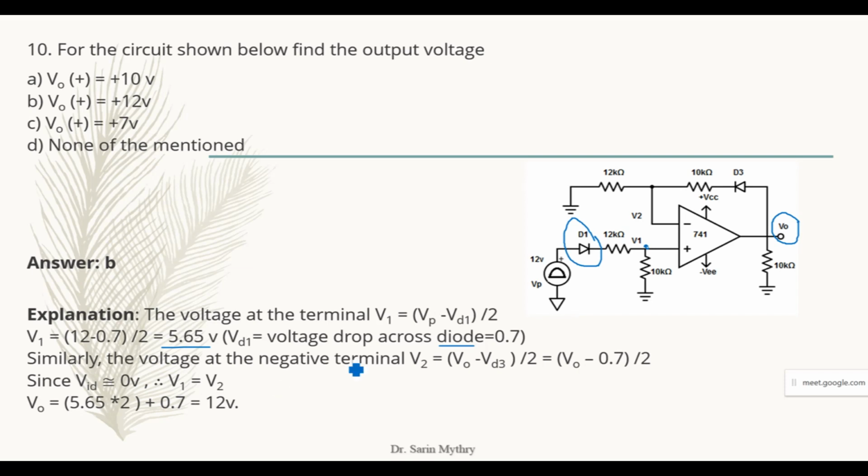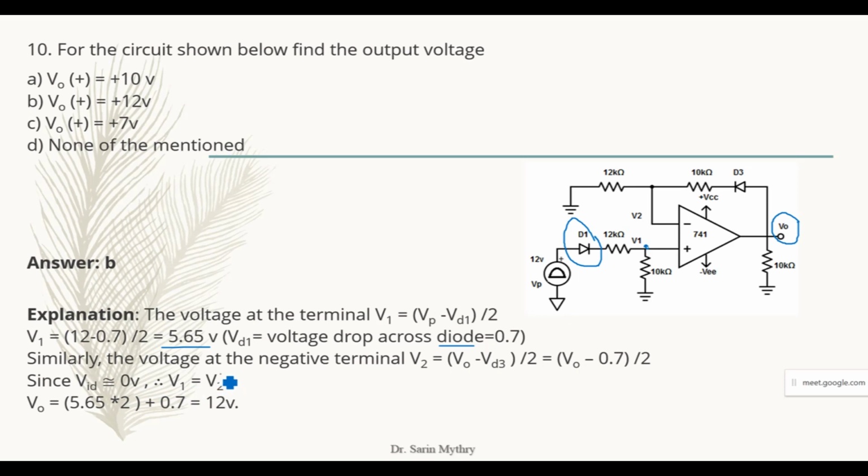Similarly, the voltage at the negative terminal is V2. We can easily find out this formula by using the same network theory concept. Again, you are having two voltage sources, that is V out minus this voltage drop, divided by 2, because ultimately we are going to have the power division over here. You get (V out minus 0.7) divided by 2. Since VID is almost equal to 0 over here, V1 is equal to V2.